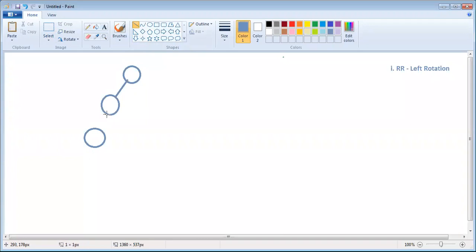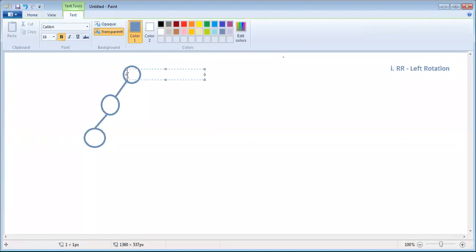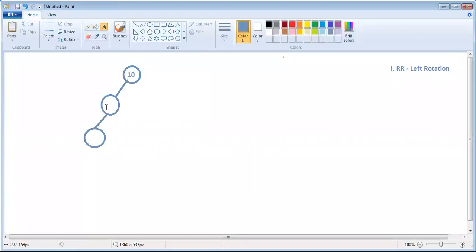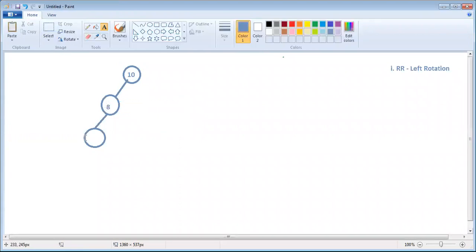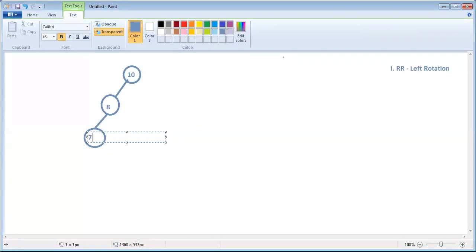Any example elements can you tell in this structure? Just any example elements here. Which element can I put? Loudly. 10, 7, and then 10, 8, and 7.